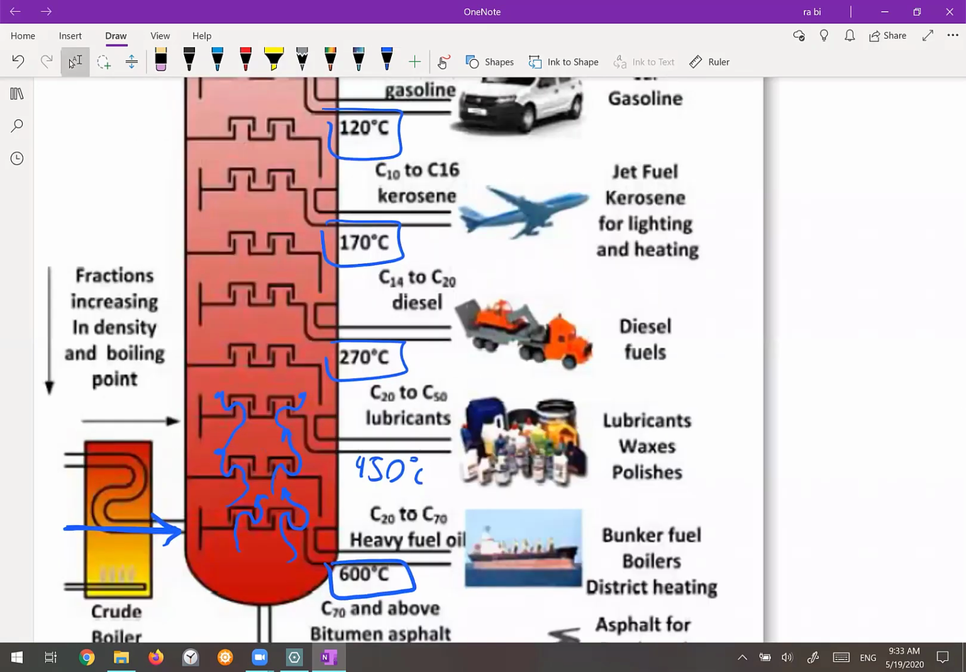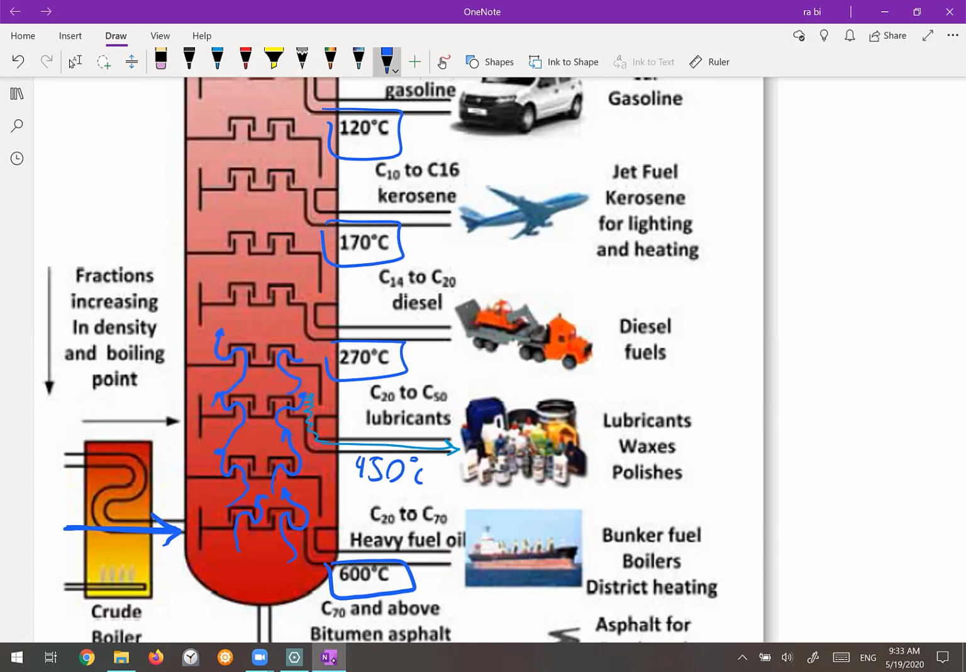Some of the hydrocarbons liquefy because 450 degrees is below their boiling point. When they liquefy, they can come out from the column at this point. But for the rest of them, the temperature is still above their boiling point, so they remain in the gas form and again go up in the column.